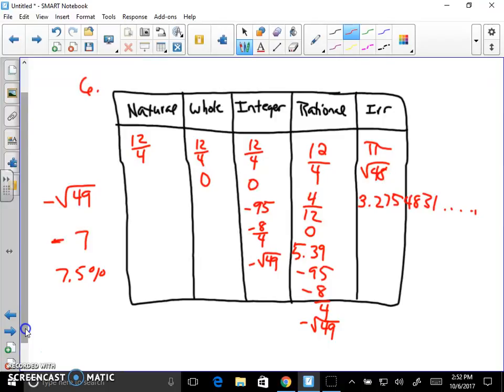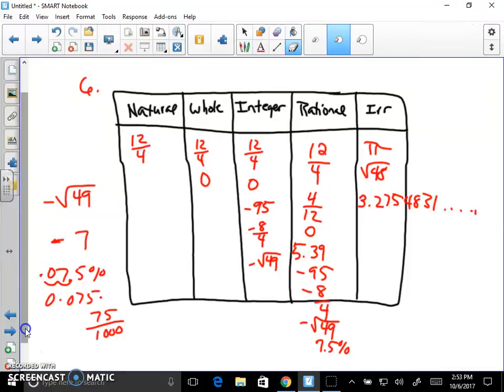All right, and 7.5%. Well, I can change that to a decimal. So I have 0.075 or 0.75, which means I can write that into a fraction. And if I can write it into a fraction, it is definitely rational. Okay? Since it's a decimal, it's not a whole number, it's not an integer, it's not natural.